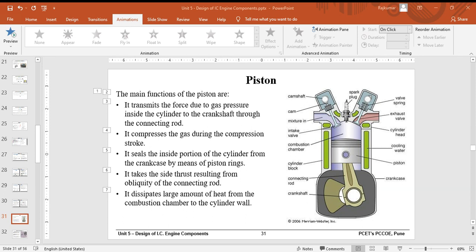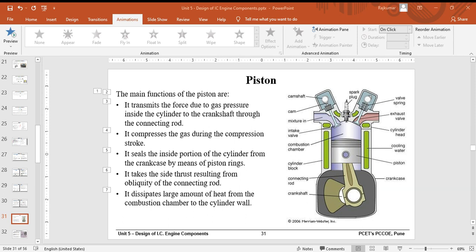So ultimately, whatever combustion takes place inside the cylinder, due to that combustion, a huge amount of pressure is created inside the combustion chamber, and that exerts a large amount of force on the piston head. Because of that force, the piston moves in the downward direction, and this is a reciprocating motion. With the help of the connecting rod, that reciprocating motion is converted into a rotary motion, and it is given to the crankshaft. So that is the primary function played by the piston.